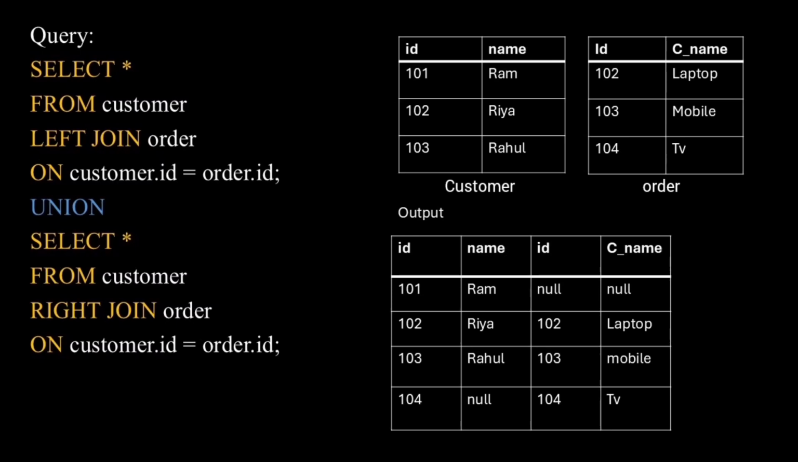Then write the query for the right join, that is SELECT * FROM customers RIGHT JOIN orders ON customers.id = orders.id. This combined query will give the result of a full join. Finally, when you execute this query, you will see all the details from both the left and right tables along with the common records between them.